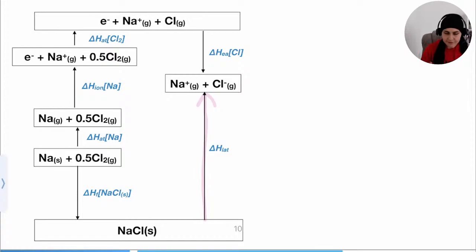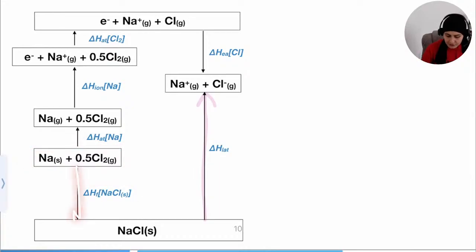So I'm just telling you it's exothermic. It would be written in the question. So I'm forming 1 mole of NaCl from its elements. What are the elements? Well, Na solid and Cl2 gas. So Na(s) and 0.5 Cl2 gas, arrow going down because it's exothermic.